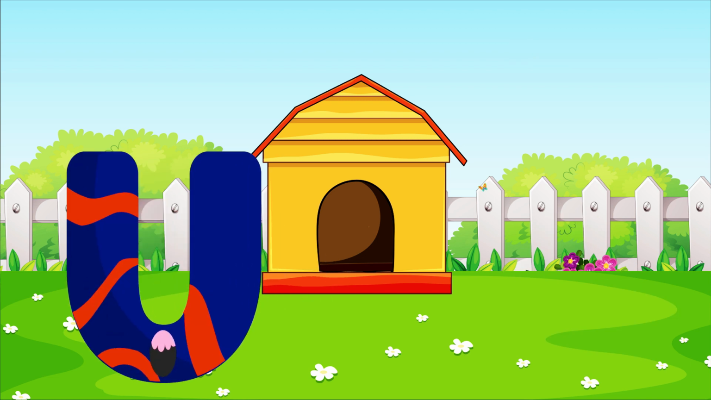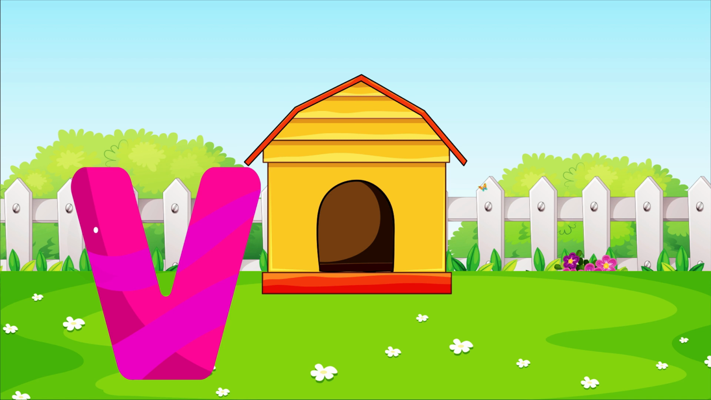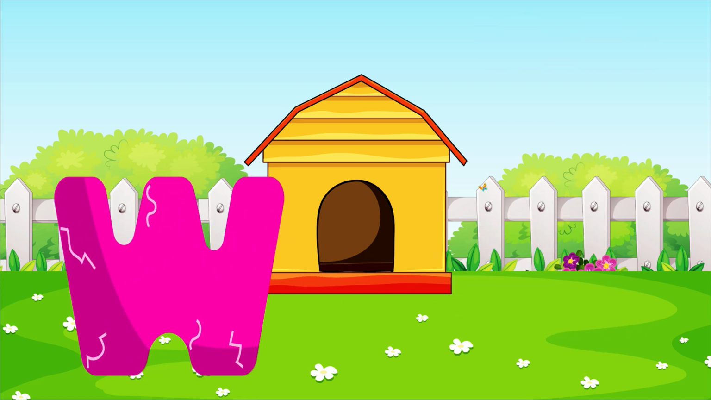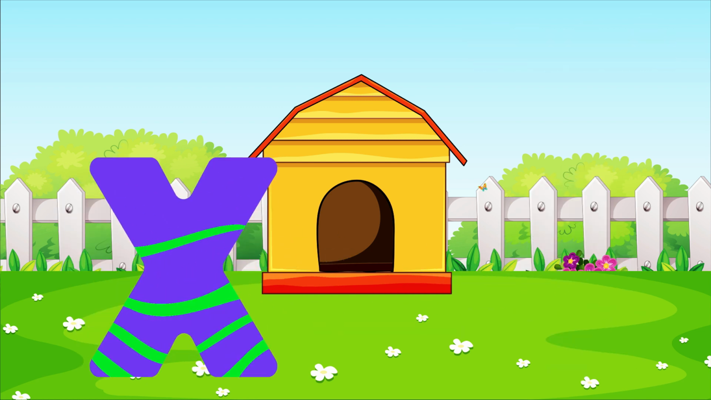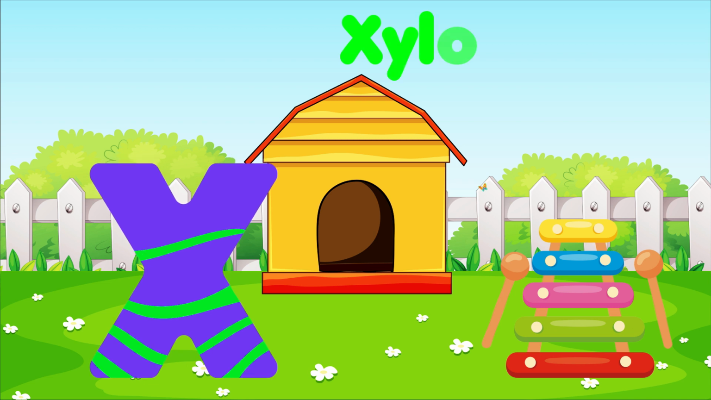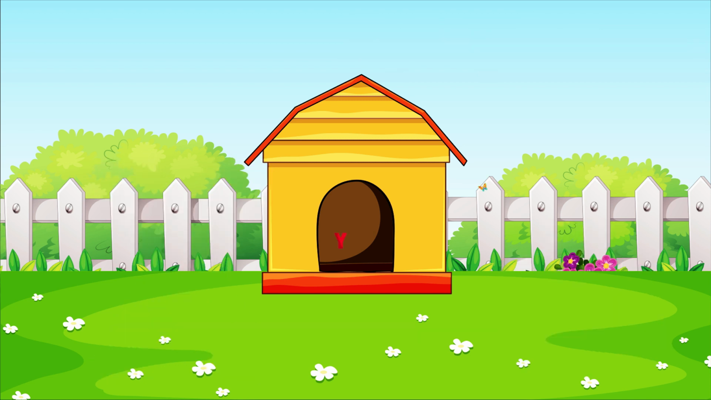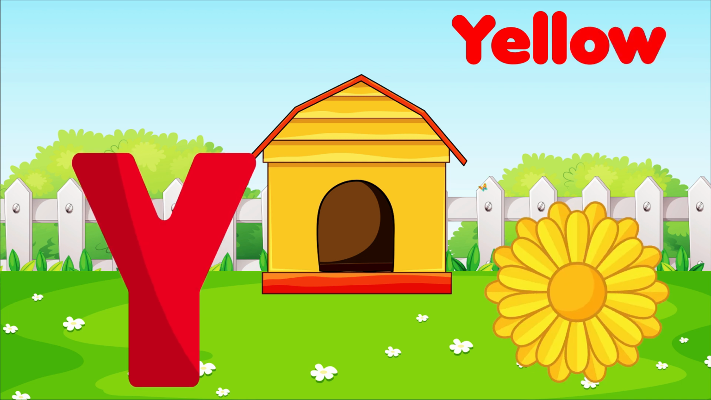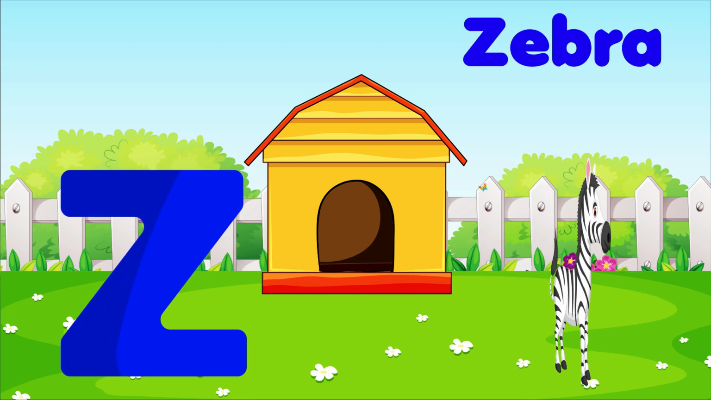U is for umbrella. U, u, umbrella. V is for violin. V, v, violin. W is for watch. W, w, watch. X is for xylophone. X, x, xylophone. Y is for yellow. Y, y, yellow. Z is for zebra. Z, z, zebra.